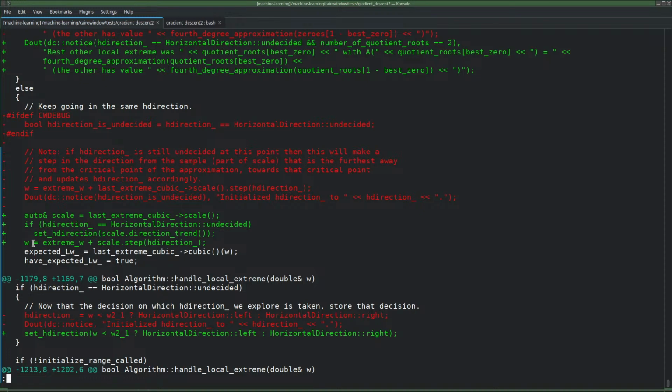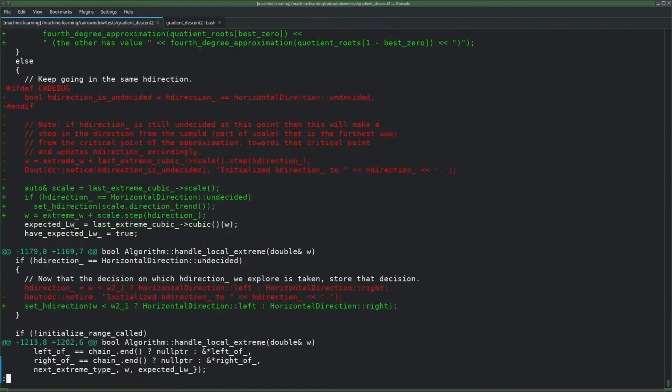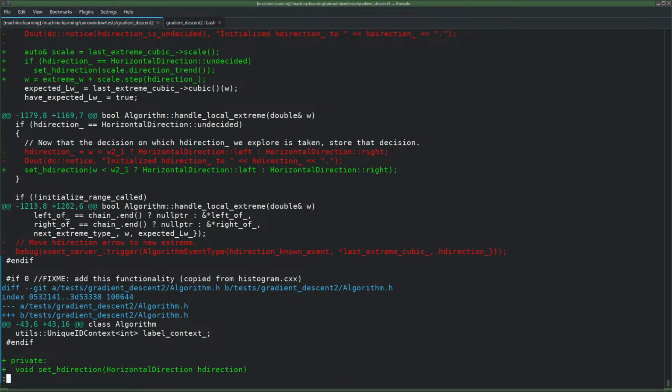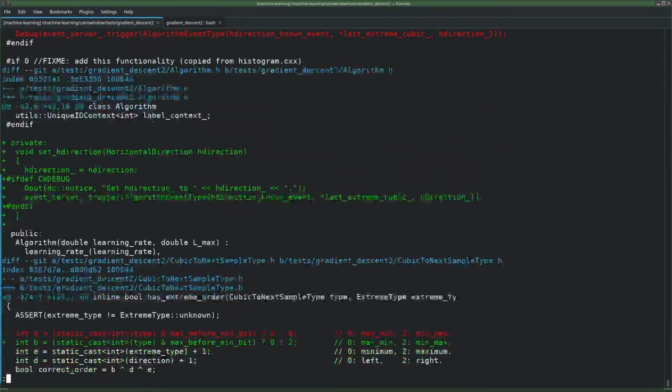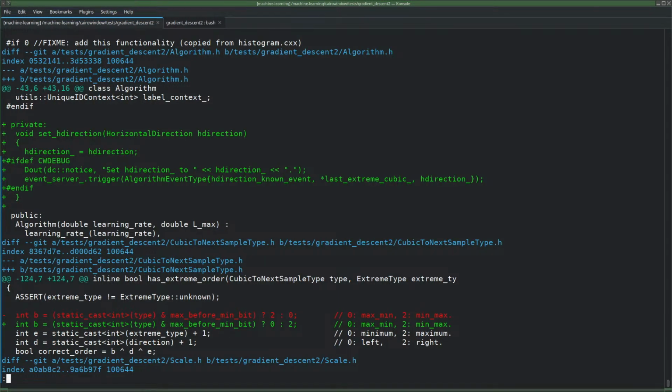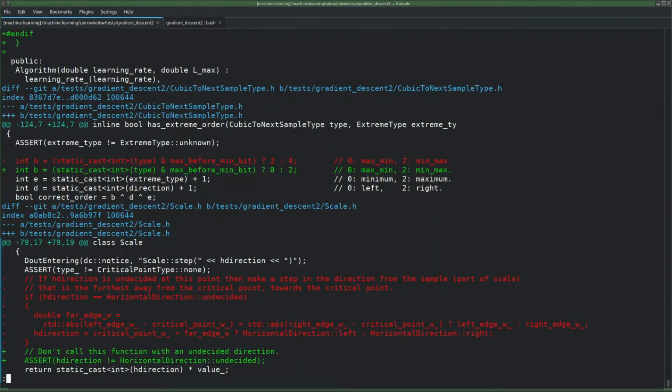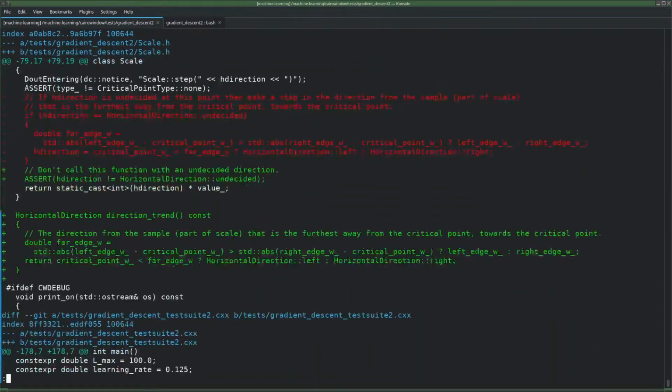So another call to set H direction, and again, and then we don't have to send a trigger there anymore. And then that is the set function. That was a bug. And here we have, okay, yeah, I remember that.